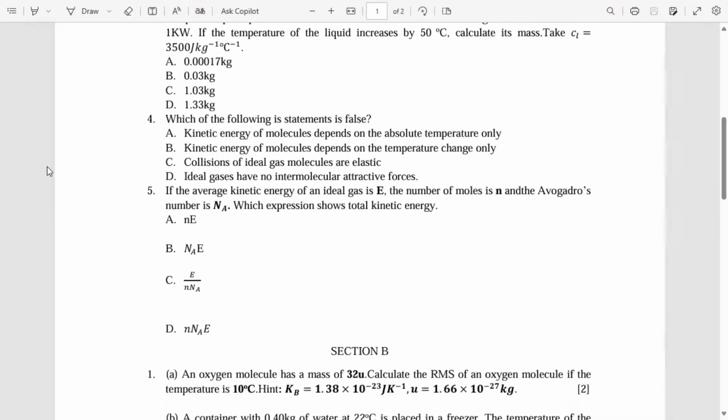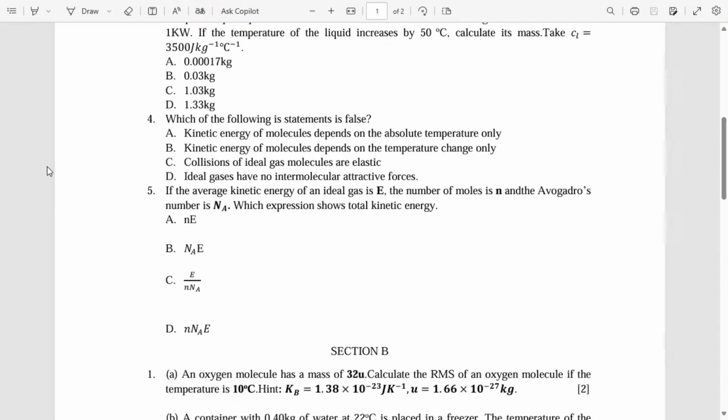Question 4 is saying, which of the following statements is false? A, kinetic energy of molecules depends on the absolute temperature only. B, kinetic energy of molecules depends on temperature change only. C, collisions of ideal gas molecules are elastic. D, ideal gases have no intermolecular attractive forces. So this question is very simple to answer, bearing in mind that I was just teaching this to you yesterday.